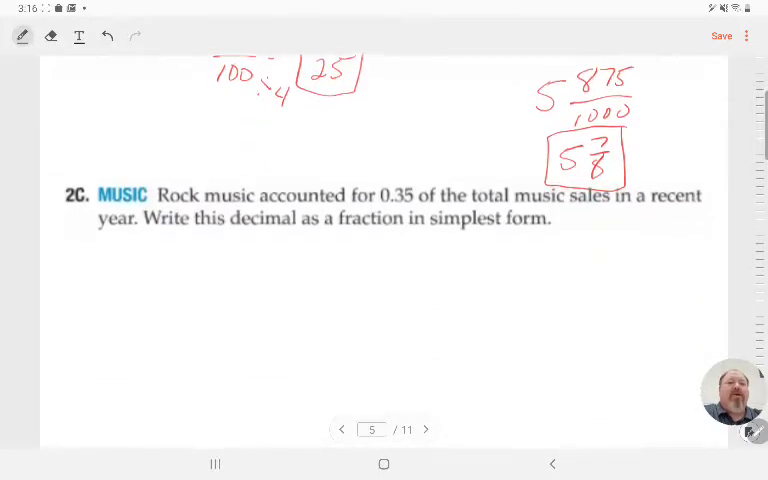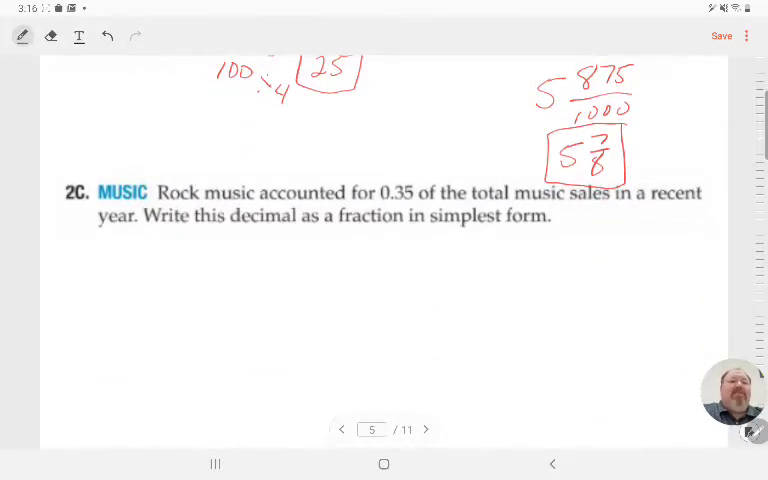Okay? Now, rock music accounted for 35 hundredths of the total music sales in a recent year. Write the decimal as a fraction in simplest form. So since it's 35 hundredths, we would put 35 over 100. Then we just have to simplify. 5 goes into 35 7 times, and 5 goes into 100 20 times. So 7 over 20 would be your answer simplified. Okay?